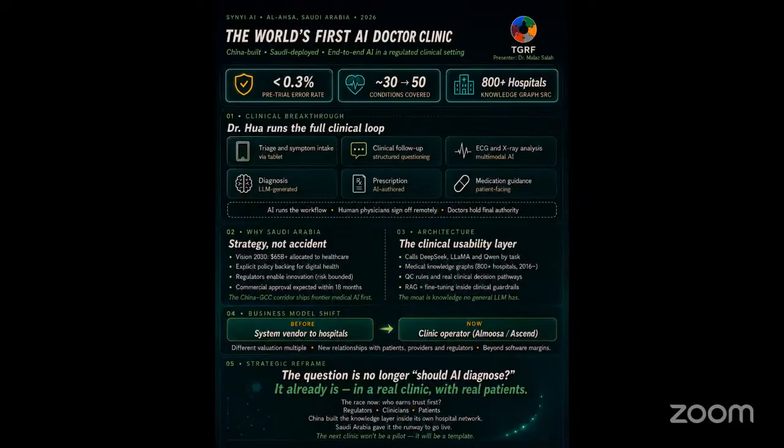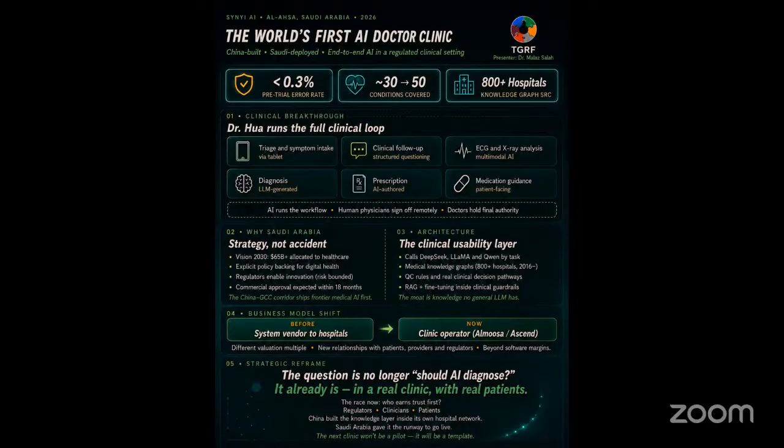But we have to be careful. A scalable business model does not automatically mean a safe clinical model. Something can be attractive, efficient, and innovative, but it still requires strong validation, regulation, reliability frameworks, and continuous monitoring before it can be safely expanded.